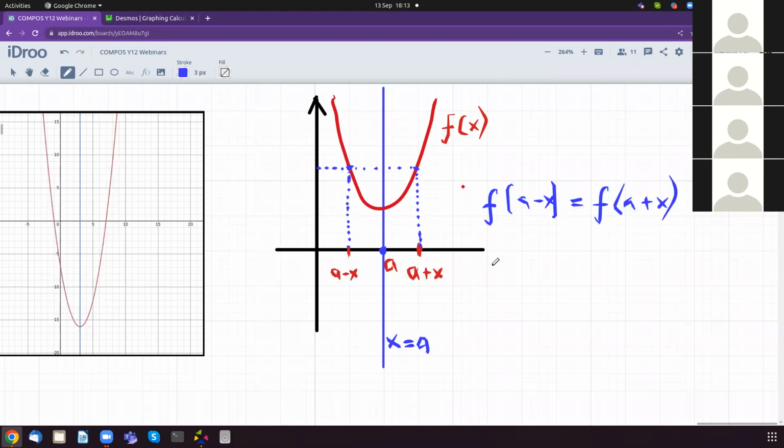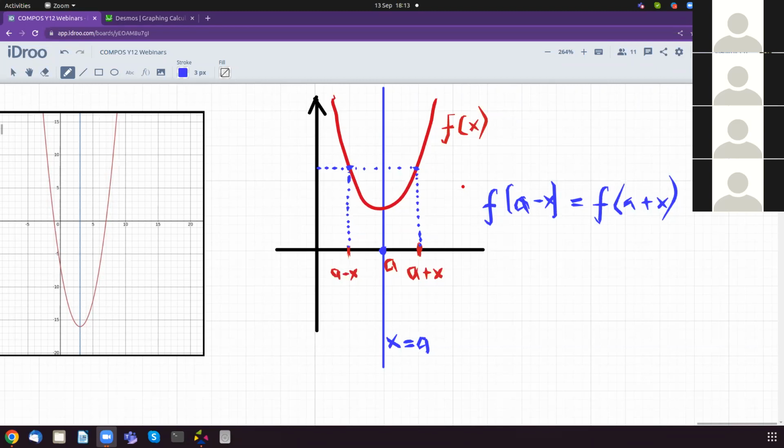Okay. Do you understand this diagram and this conclusion? Please let me know in the chat. Yes. Okay. If you don't, let me know as well. That's very important, if there's something you don't understand. Okay, brilliant. I love to see a lot of activity.